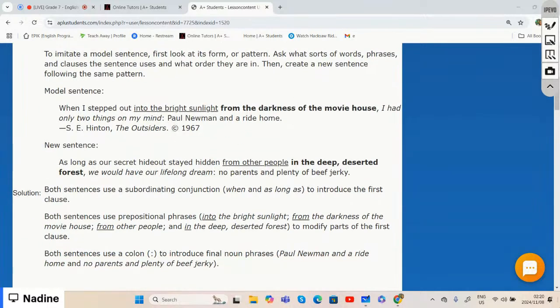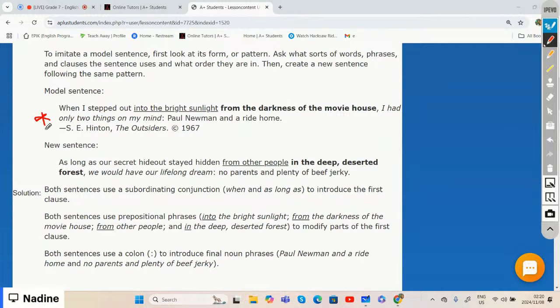And our model sentence based on this example over here says, "When I stepped out into the bright sunlight from the darkness of the movie house, I had only two things on my mind: Paul Newman and a ride home." So that is the model sentence, right?